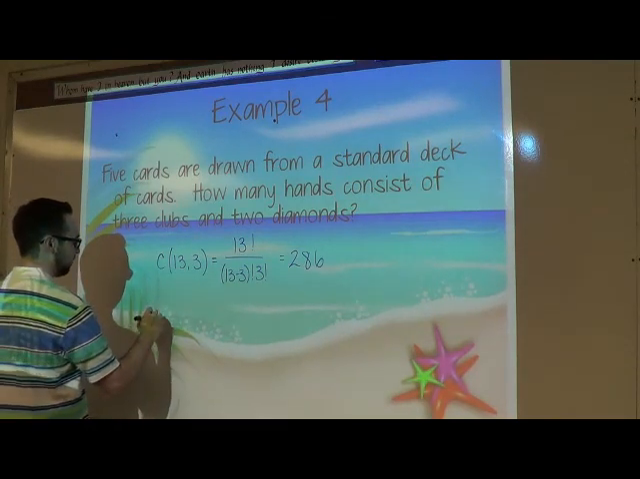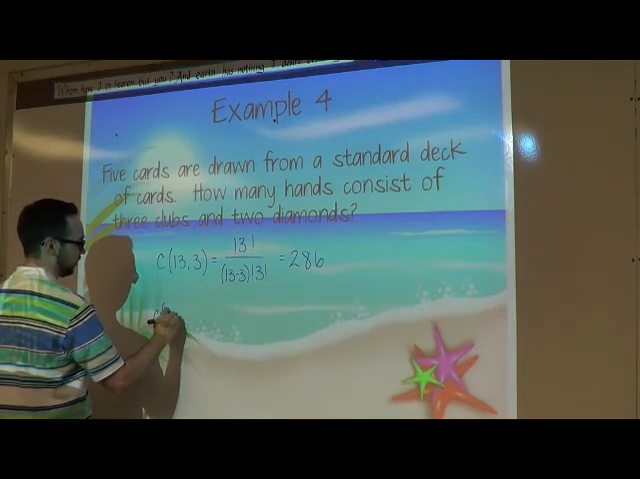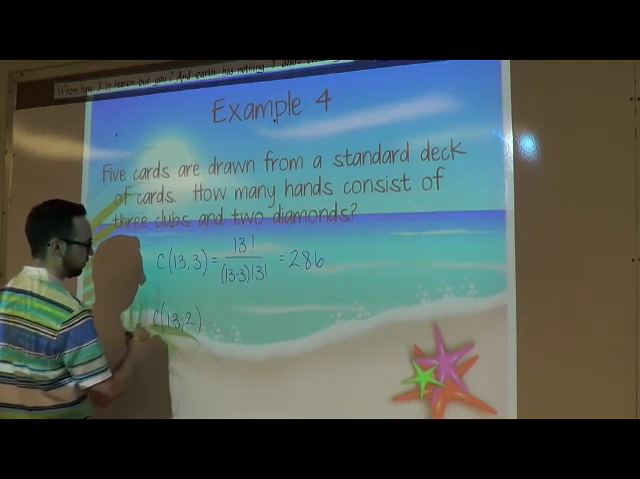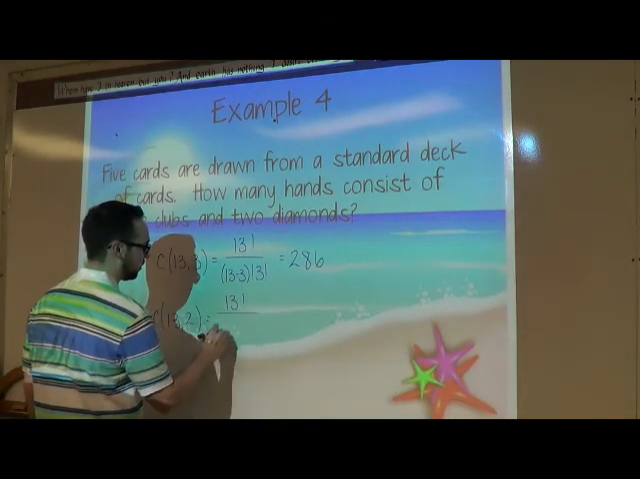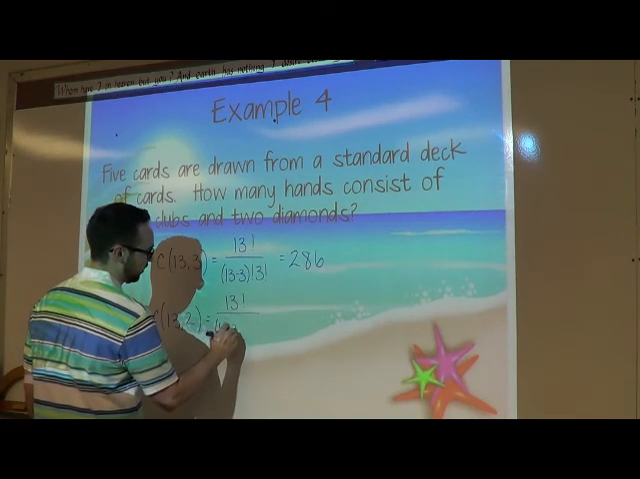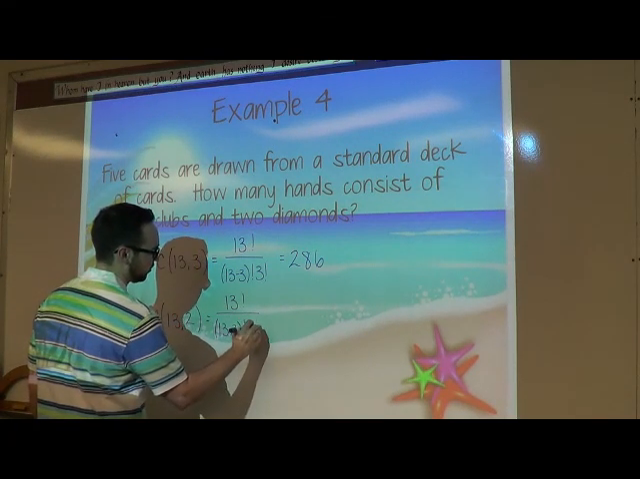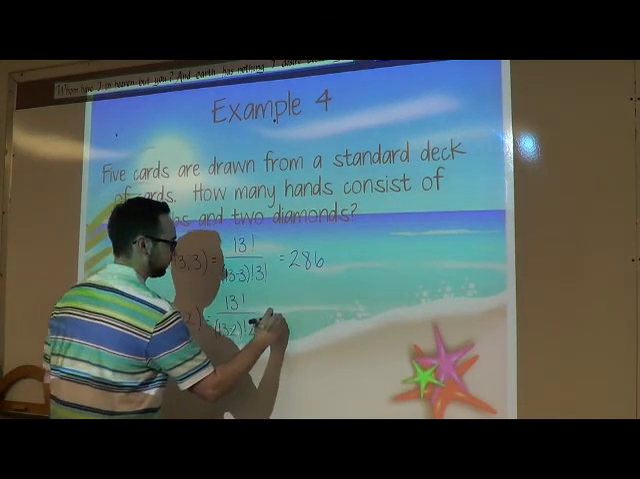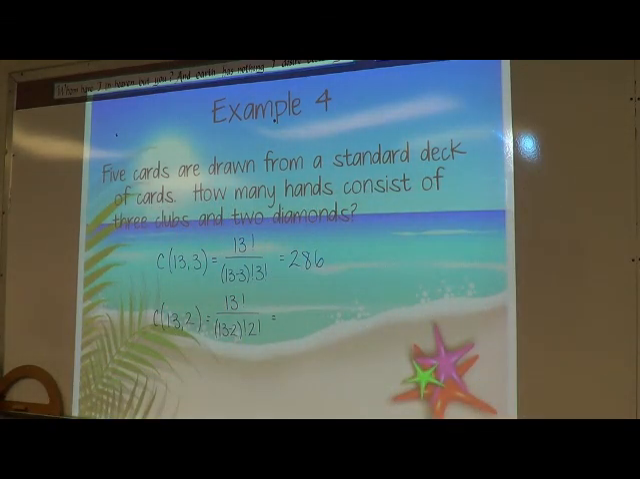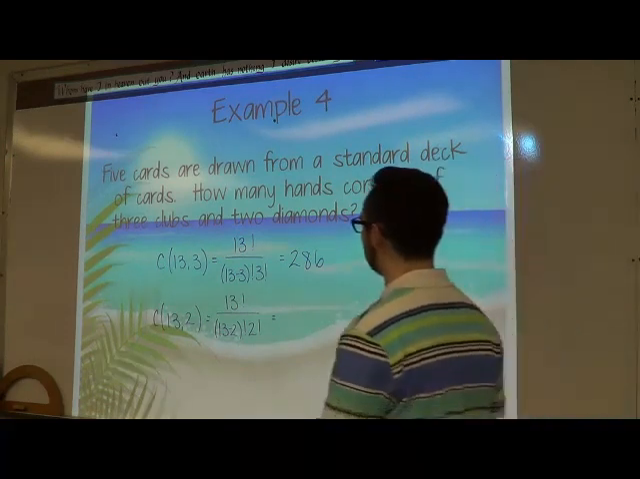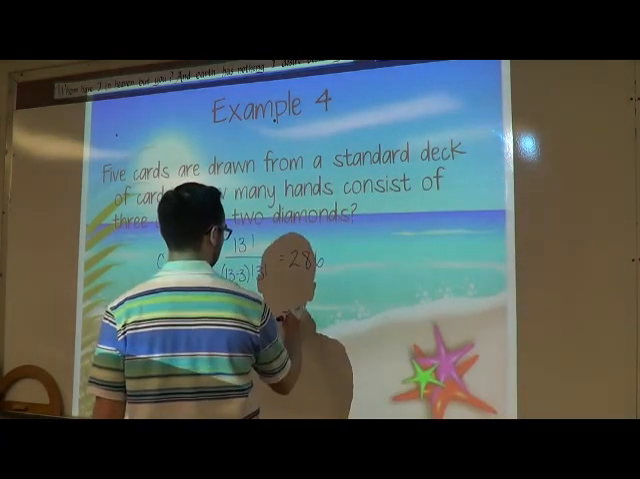Then we want to do the same thing for the diamonds. We have 13 diamonds, but we only want 2 of them this time. So then we have 13 factorial all over 13 minus 2 factorial times 2 factorial. And that is going to give us 78 ways to choose those 2 diamonds.